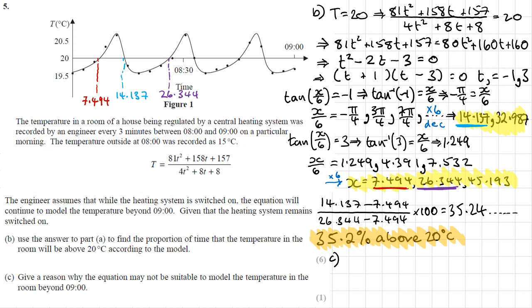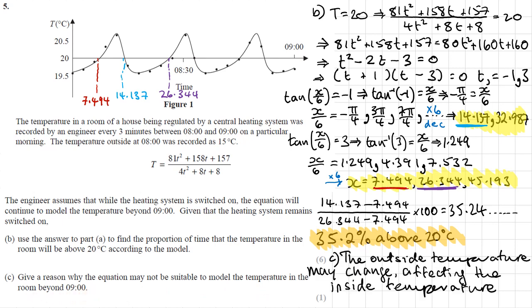And lastly, part C, give a reason why the equation may not be suitable to model the temperature in the room beyond 9 AM. Now there's lots of different things you can put down for this. My initial thought is that the outside temperature may change, affecting the inside temperature, because the temperature at 8 AM was recorded at 15 degrees. The temperature is likely to change over the course of the day, maybe increase, which means the temperature inside the house is going to be affected. So this model may not continue in this way.